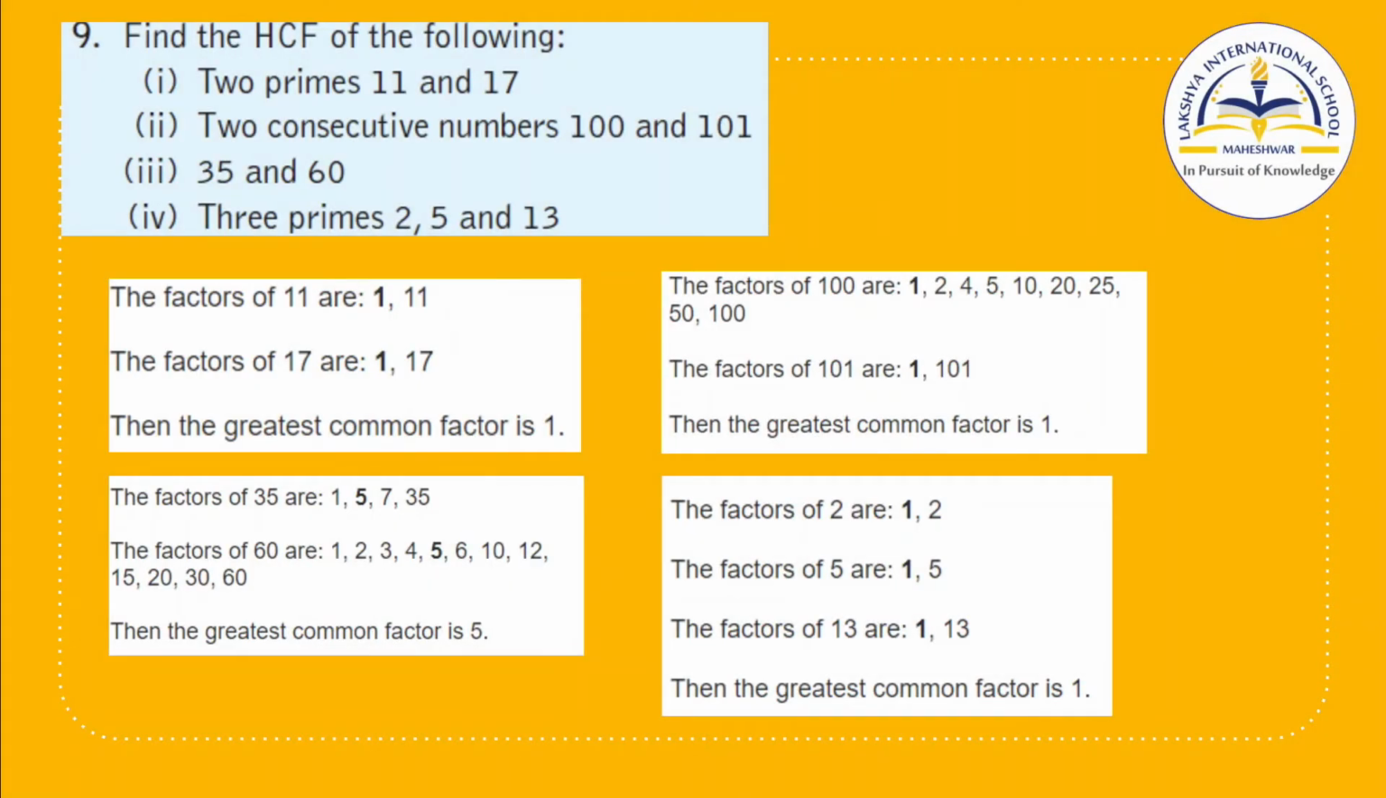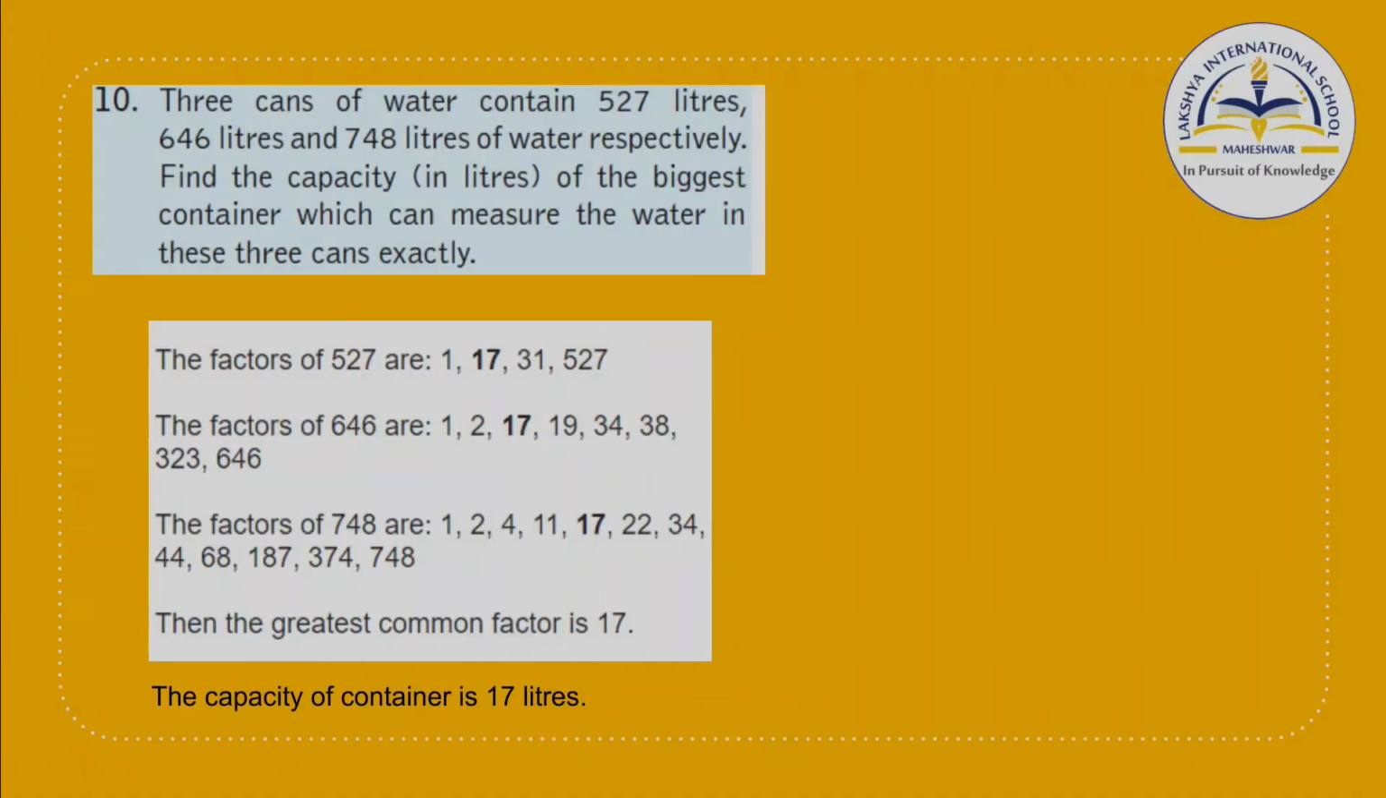Now question number 9, find the HCF of the following: two primes 11 and 17. The factors of 11 are 1 and 11 and factors of 17 are 1 and 17. So the greatest common factor is 1. This is the HCF. Now two consecutive numbers 100 and 101. The factors of 100 are 1, 2, 4, 5, 10, 20, 25, 50 and 100. Factors of 101 are 1 and 101. So the highest common factor is 1. In this way you have to solve this question.